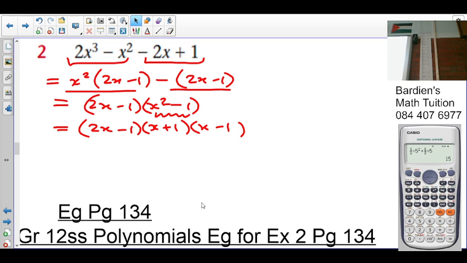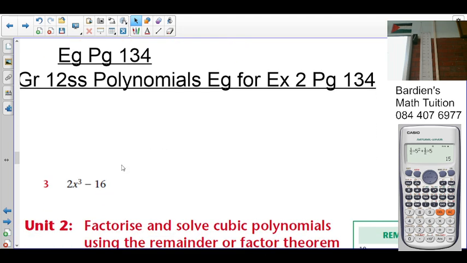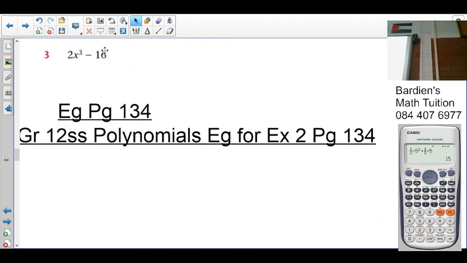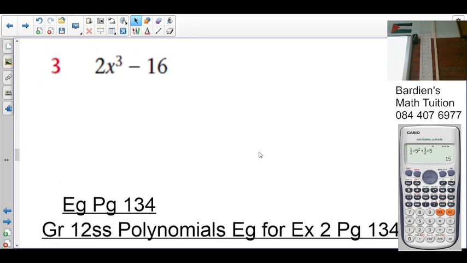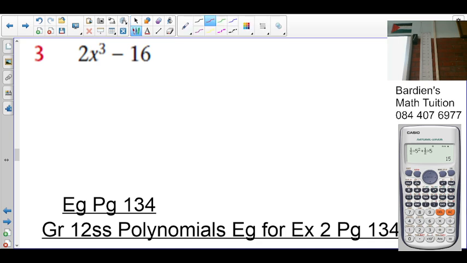And the last sum of this type here is going to be number 3. So what do I have to do first? Divide by 2. Can I divide by 2? No, it's not an equation. I have to factorize. So 2 is common. What are we left with? X cubed minus 8. Now that in the brackets is the difference of cubes. You all agree with that?